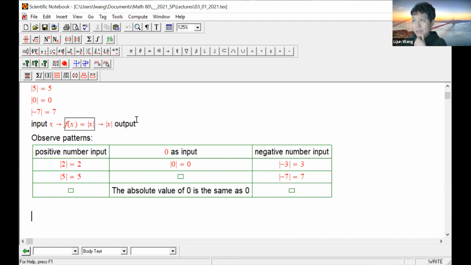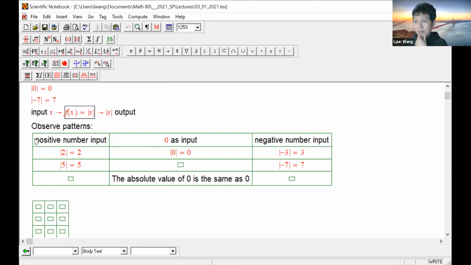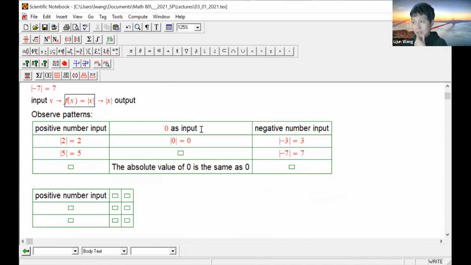Maybe my table is a little bit small, because we're going to run out of space. So I'm going to make a different table. I want you to observe the pattern. What have you discovered? Positive input. 0 as input. I'm just going to turn the table.